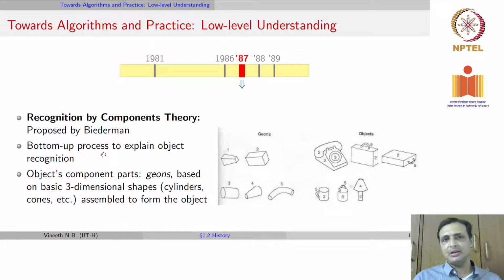In 1987, there was also the recognition by components theory proposed by Biederman, which was a bottom-up process to explain object recognition, where the object was constituted in terms of parts which were labeled as geons. Geons simply meant basic three-dimensional shapes such as cylinders, cones, and so on, as you can see in some of these images here, which were assembled to form an object. Again, this was a theory of visual recognition to see if we could recognize objects in terms of their parts.